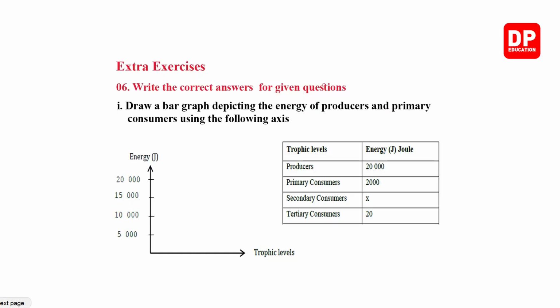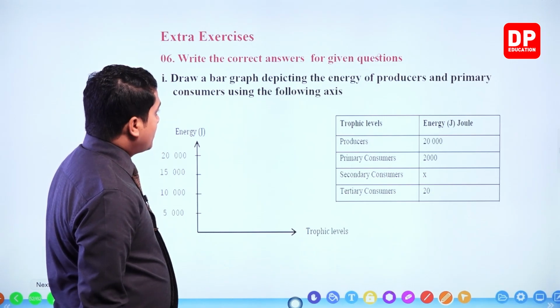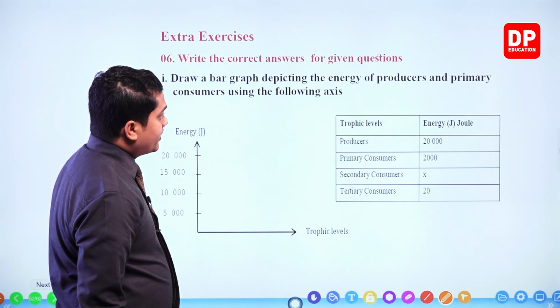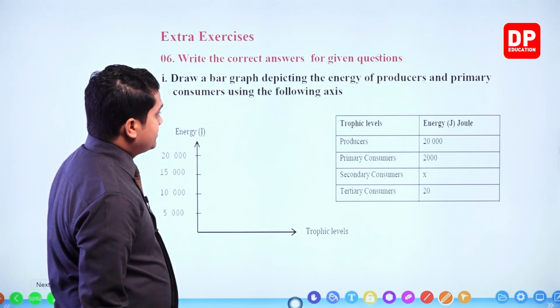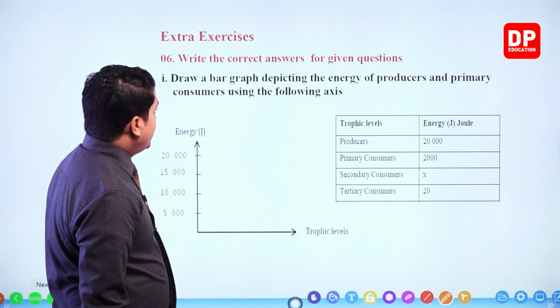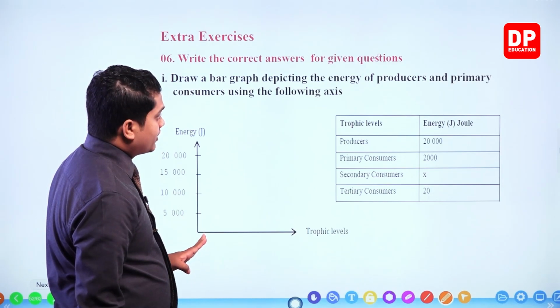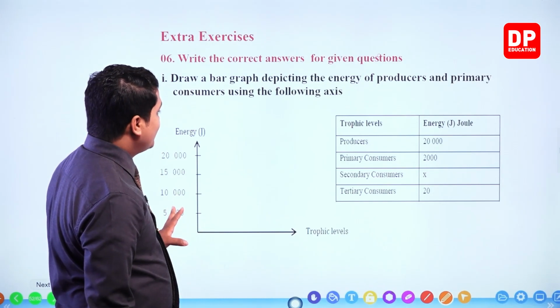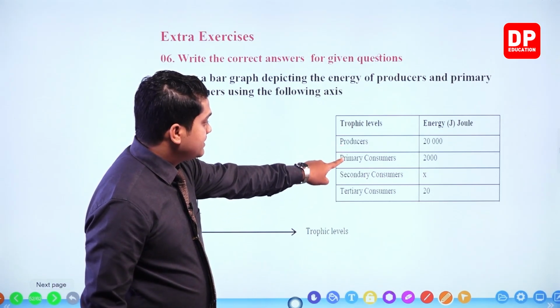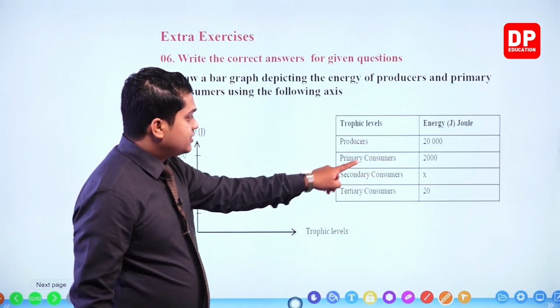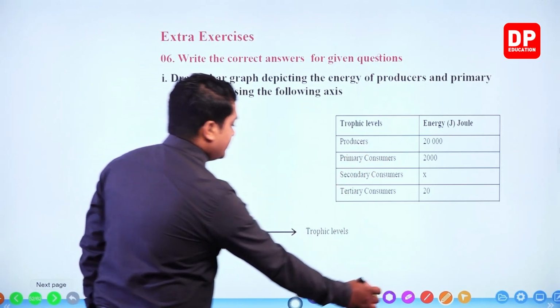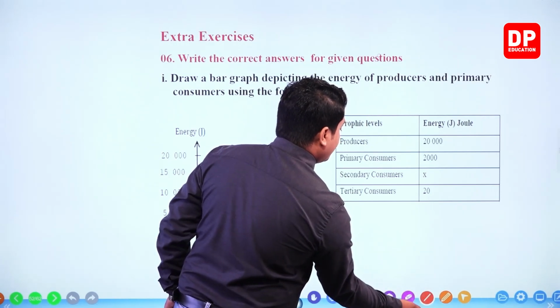Right, question number 6. Write the correct answers for the given questions. So you have to write down the correct answers in here. Number 1 given, draw a bar graph depicting the energy of producers and primary consumers using the following axes. So you have to draw the graph by using producers and primary consumers. Producers 20,000, primary consumers 2,000. So we'll draw it. Use straight line and let's draw.